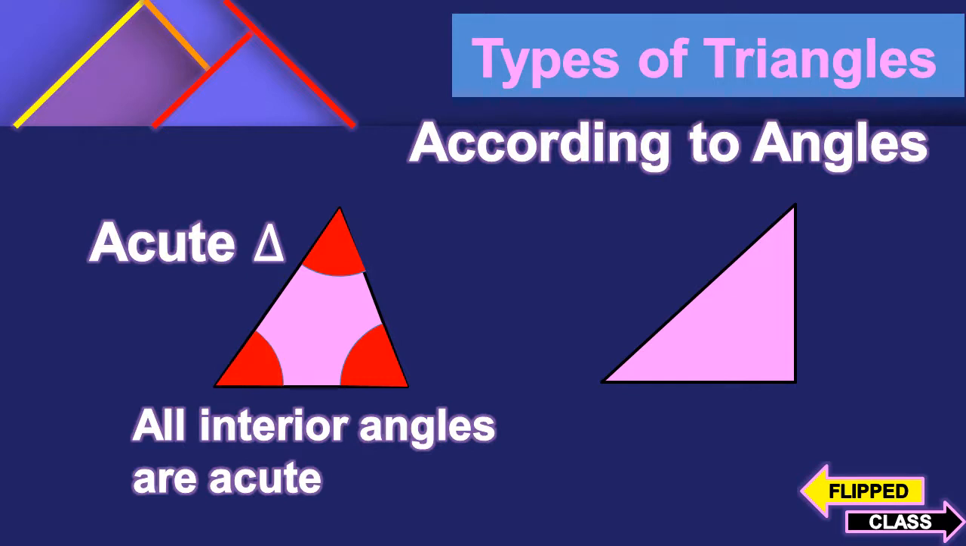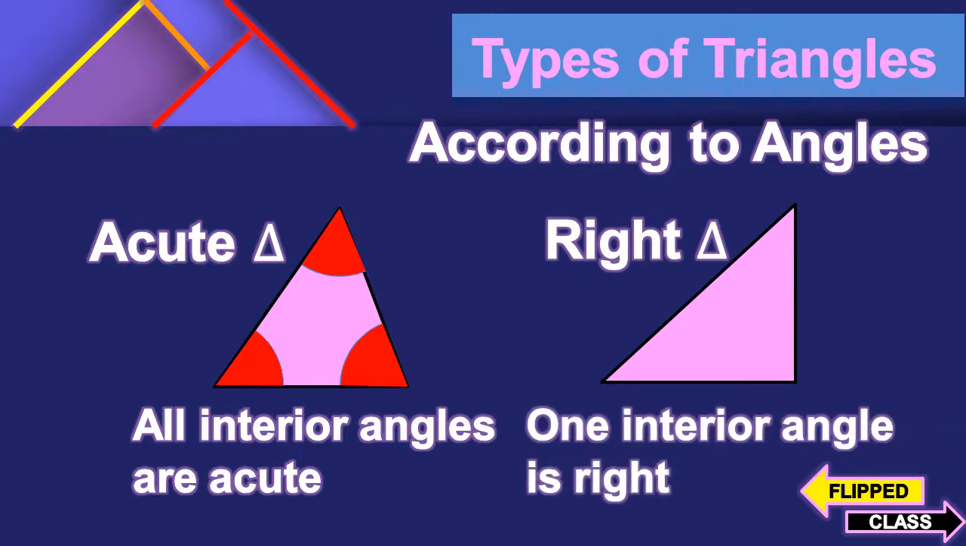The second figure here is one of the special types of triangles named as right triangle. It is named as a right triangle because one of its interior angle is considered to be a right angle. And this is here, labeled with this small rectangle.